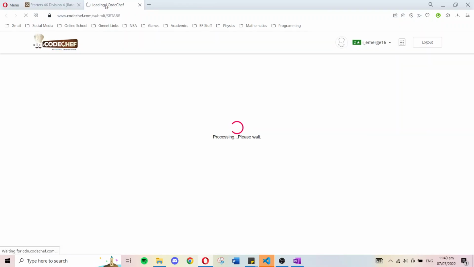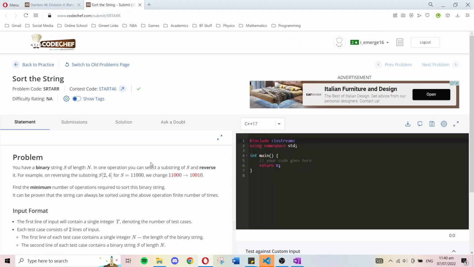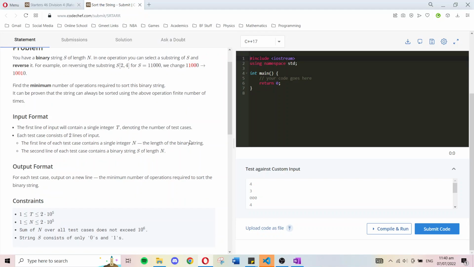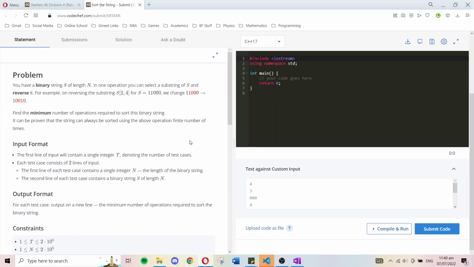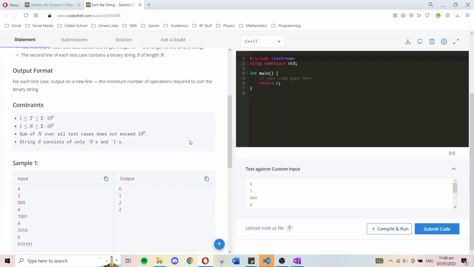Let's go for the fourth easiest problem. This is sort the string. So you have a binary string s of length n. In one operation, you can select a substring of s and reverse it. For example, reversing substring s[2..4], for s equals 11000, we change 11000 to 10010. Find the minimum number of operations required to sort the binary string, and it can be proven that blah blah blah.